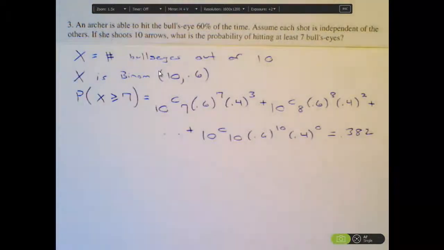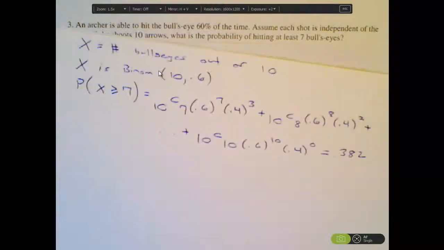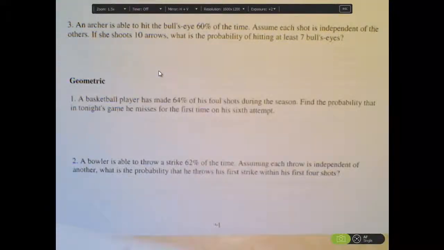Okay, so those are a couple examples with the binomial distribution, and exactly, at most, at least. Those are pretty much the scenarios that you're going to see. Okay, taking a look at the geometric probability model now.